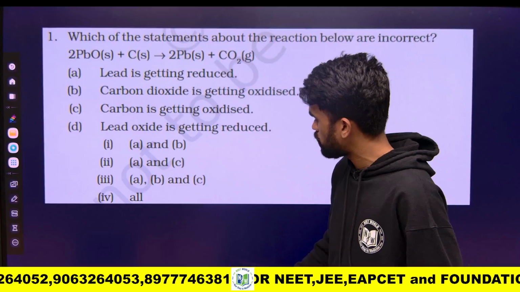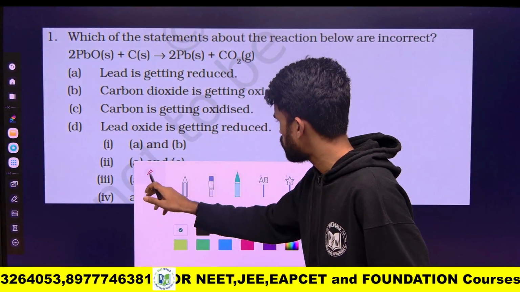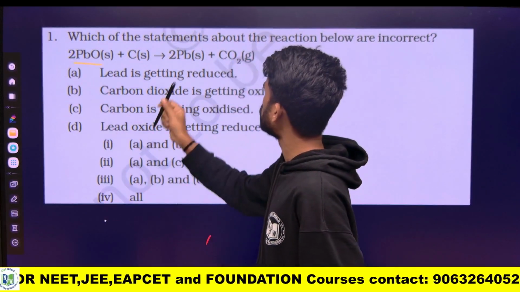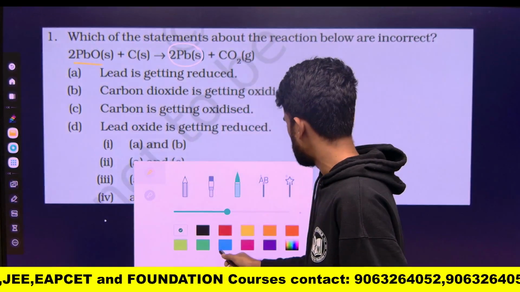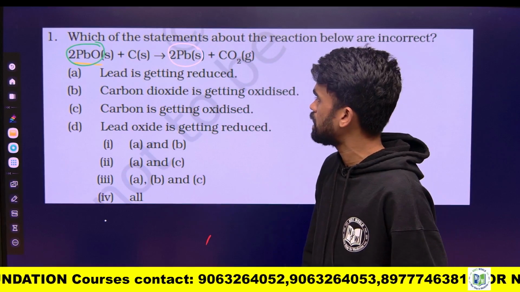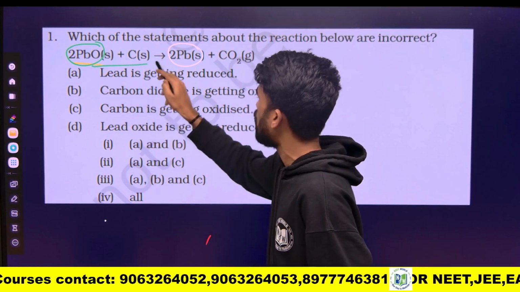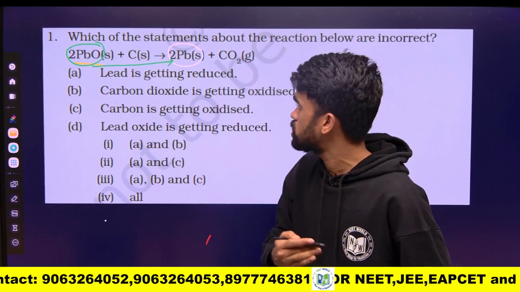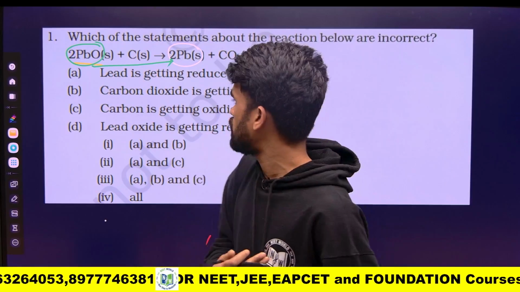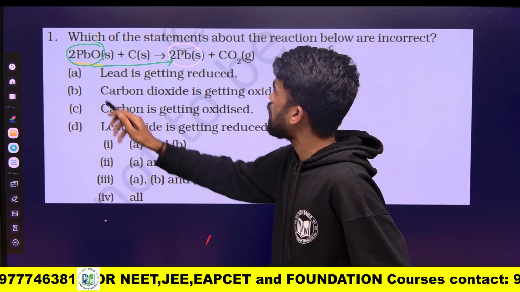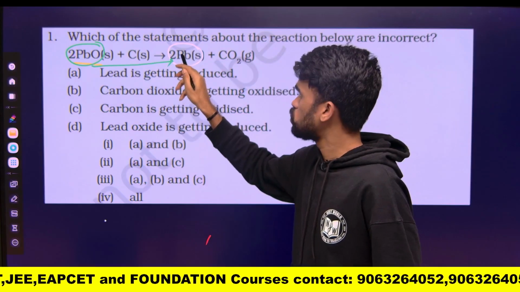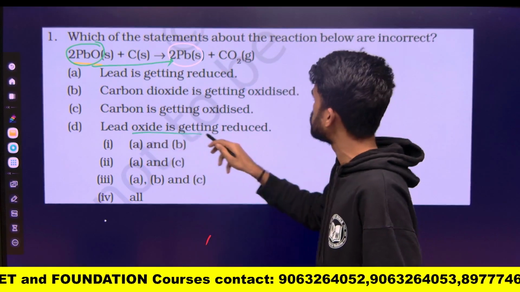What are you observing here? There are two changes. One is lead oxide converting into lead. What is this conversion? It is removal of oxygen. Is removal of oxygen oxidation or reduction? Whenever we remove oxygen, we call it reduction. So lead oxide is getting reduced. This is correct.